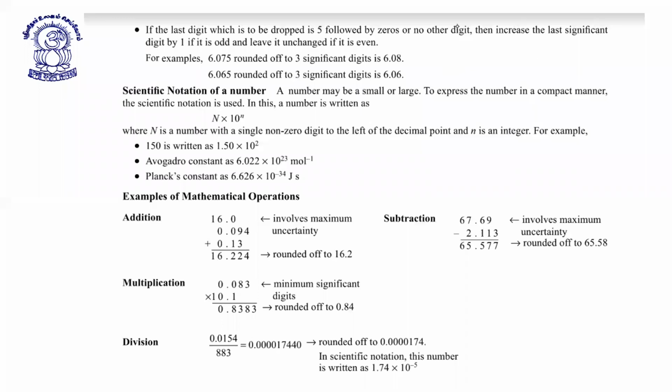Now in the case of subtraction, if you see 67.69 minus 2.113 involves maximum uncertainty, you will get 65.577. This we can round up to 65.58 because the digit to be rounded off is greater than 5, so it is to be taken as the succeeding number. That also I'll tell you. So it should be rounded off up to 65.58 and number of significant figures for this is 4. Similarly, multiplication, we have to round off. So 0.083 into 10.1, you will get 0.8383, rounded off up to 0.84. So its significant figures is 2.